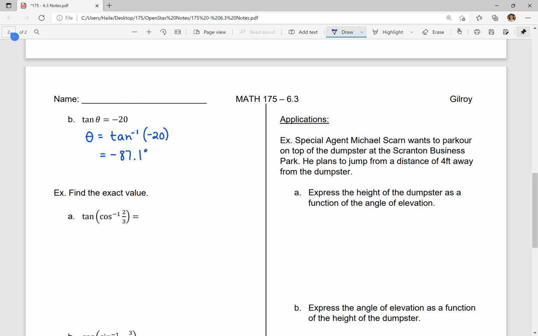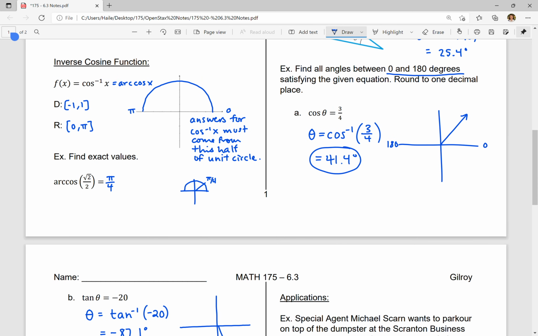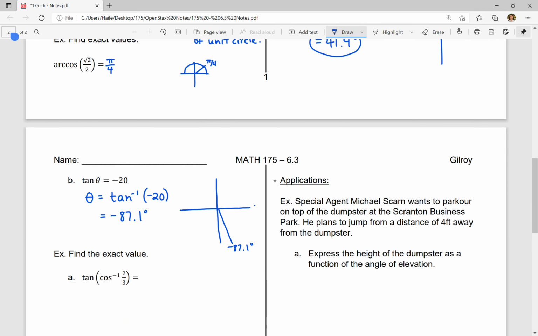Now this is where we want to pay attention to what this angle is telling us. Let's draw a picture. Negative 87.1 degrees is going to be somewhere down here. But there's a problem with this answer that the calculator gave me. If we look back at our directions, we want an angle between 0 and 180 degrees. So 0 degrees is over here, and 180 degrees is over here. Negative 87.1 is not in quadrant 1 or quadrant 2. So that's a problem, and this is not actually our answer.